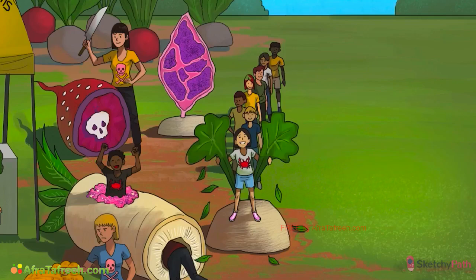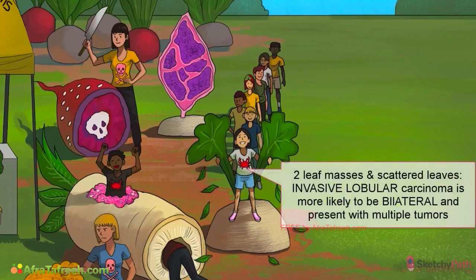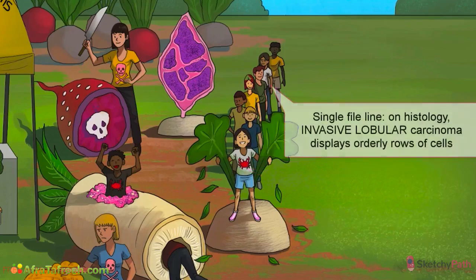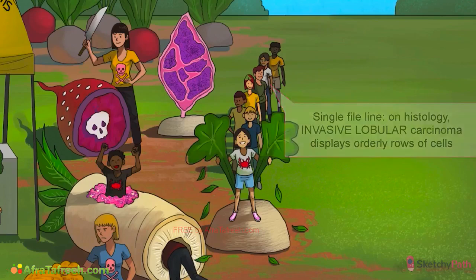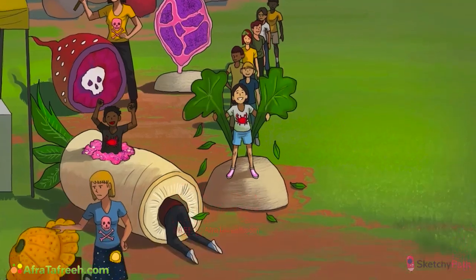Check out that girl playing with those two huge lobular leaves emanating from the top of that turnip, scattering some smaller leaves in the process. In contrast to ductal carcinomas, lobular carcinomas are also more likely to be bilateral and present with multiple tumors. On histology, the classic finding of invasive lobular carcinoma is orderly rows of cells arranged in single file, as depicted by those surprisingly courteous children standing in an orderly single file line.